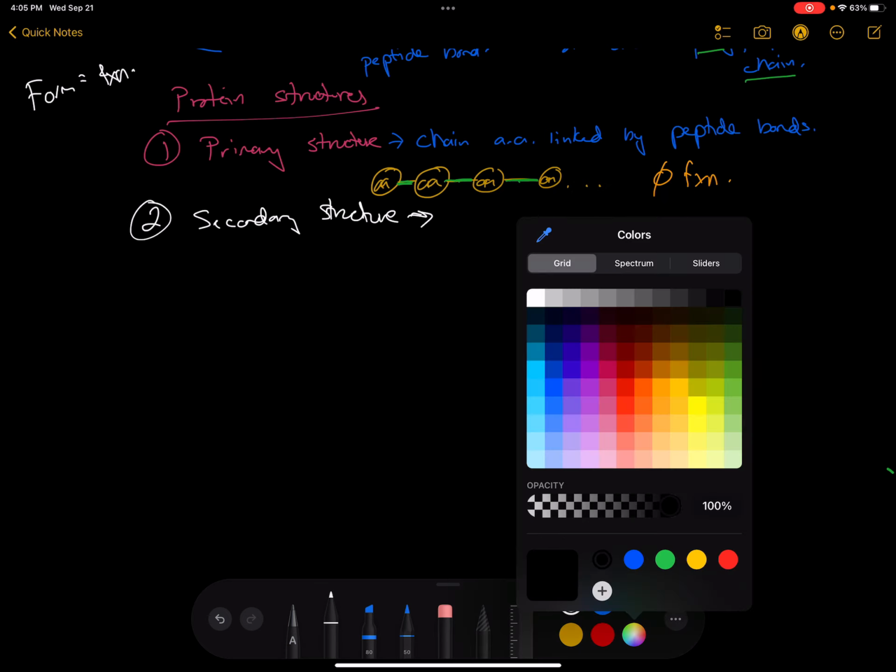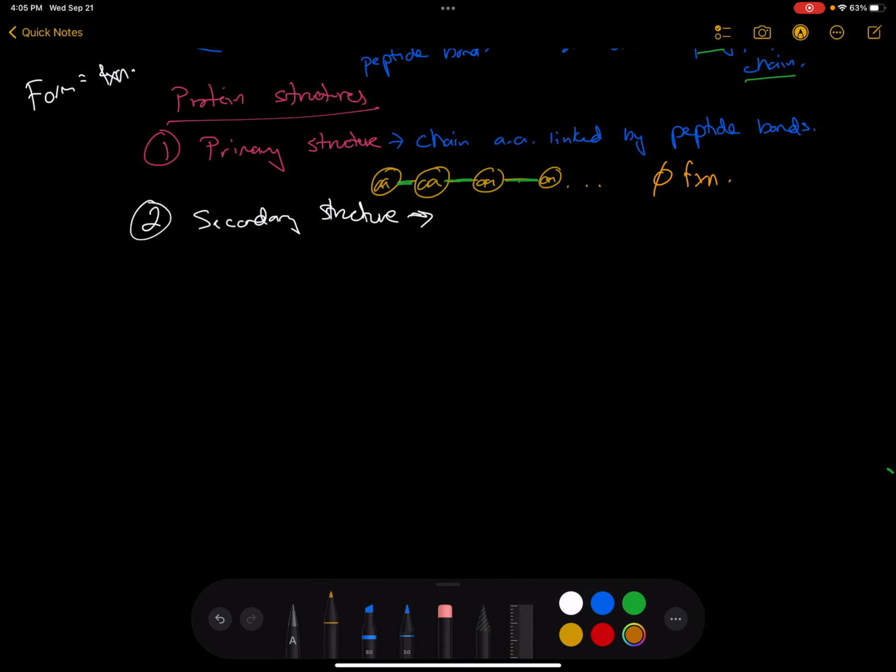Now, a secondary structure, by definition, is going to be taking that primary structure and folding it two different ways. So my primary structure, which we usually write as 1 and a 0, so primary is 1°, secondary would be 2°. So secondary structure is when I take my primary structure and I can do one of two things. The first thing I can do is create alpha helices, or I can do beta pleated sheets.